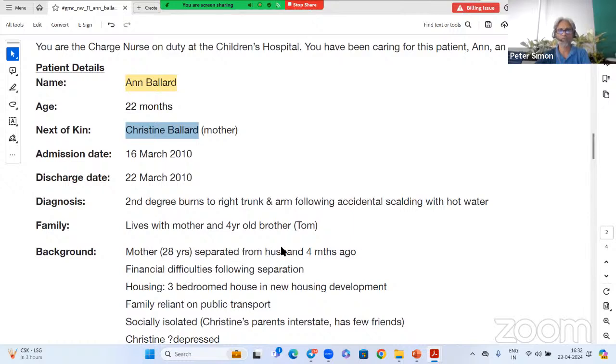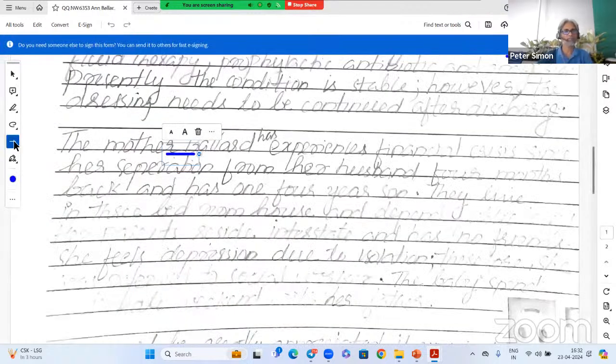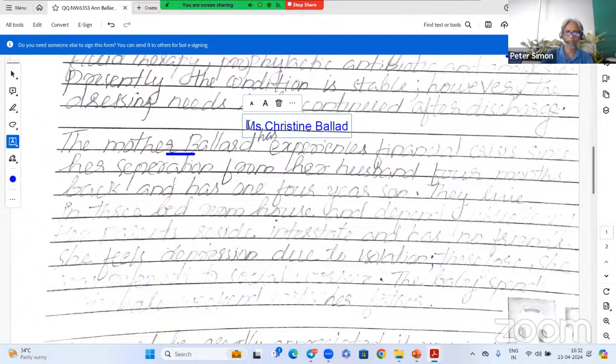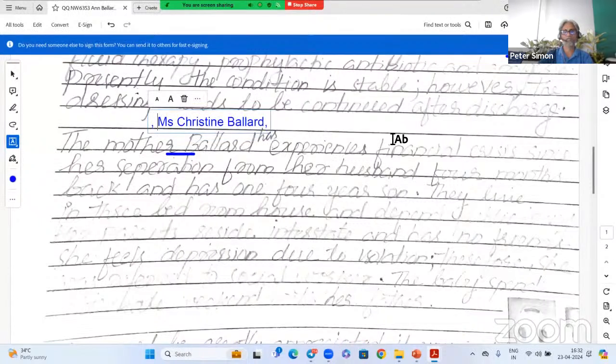Sorry, separated from her husband. So you can say complicated relationship. So Miss Christine Ballard, separated from father. A mother, comma, Miss Christine Ballard. Like that you have to write. Number is 14.